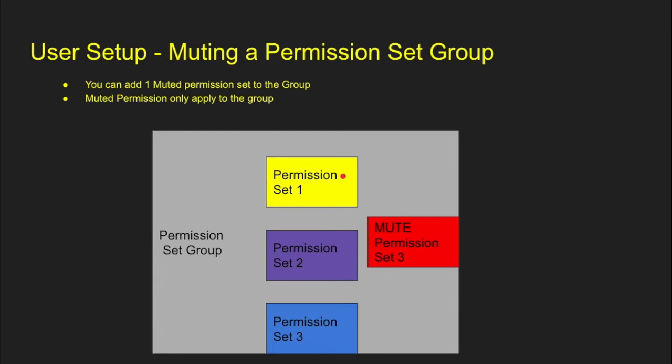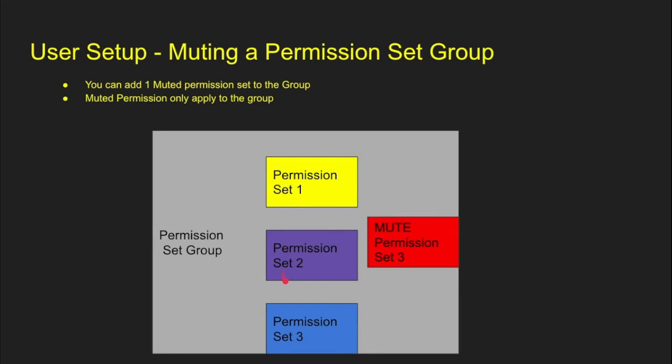So if permission set 1 gives me read access to account, permission set 2 gives me read and edit access to account, and permission set 3 gives me read, edit, and delete, and my muting permission set removes the delete, it's going to mute that delete permission here. If I were to take this muting permission and remove, let's say, read access, the permission sets here would all lose their read access within that group.